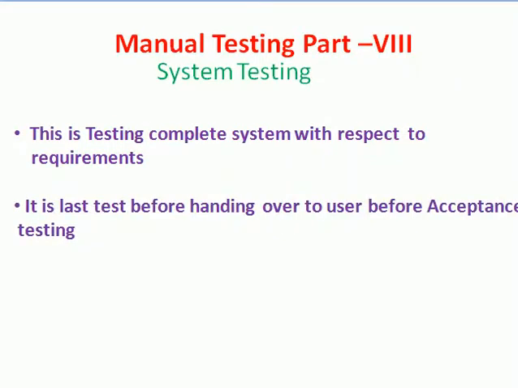System testing means testing the complete system with respect to the requirements. If you are a software developer, system testing is the last test you will do before handing over the system to the users for acceptance testing. If you are a tester, the bulk of your testing activities will happen in the system testing level. That is why system testing is very important.